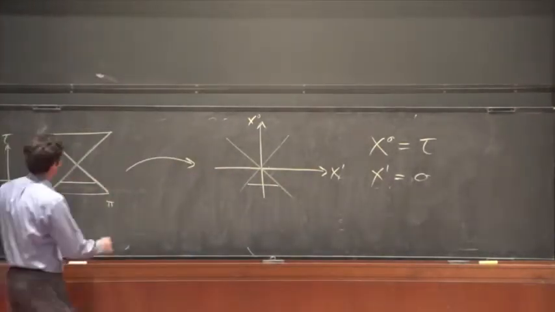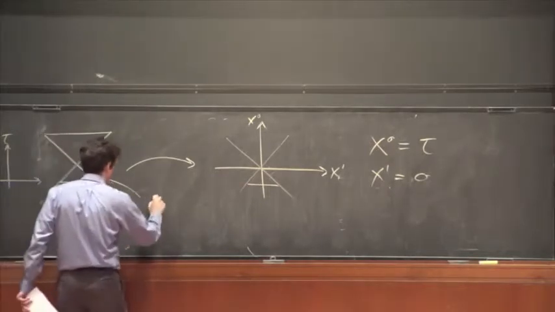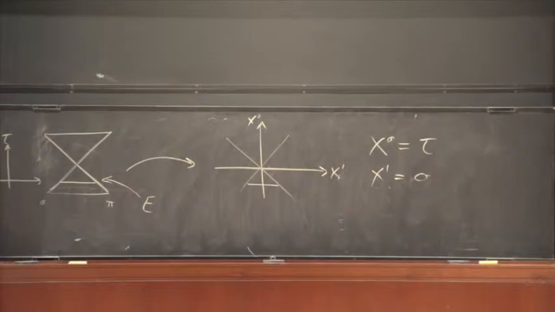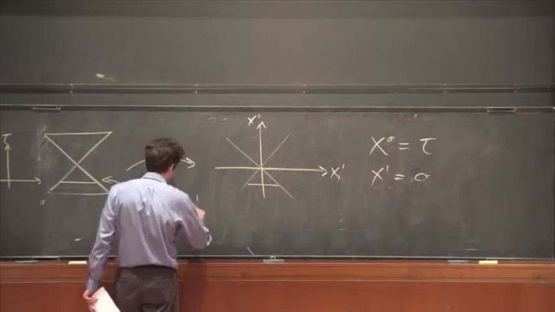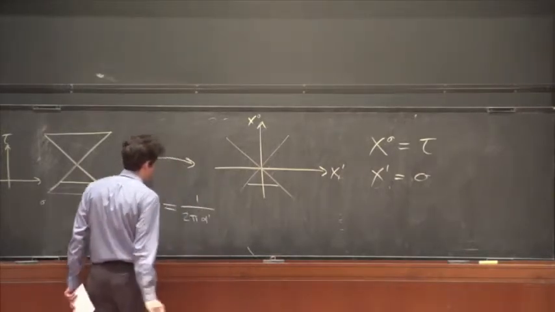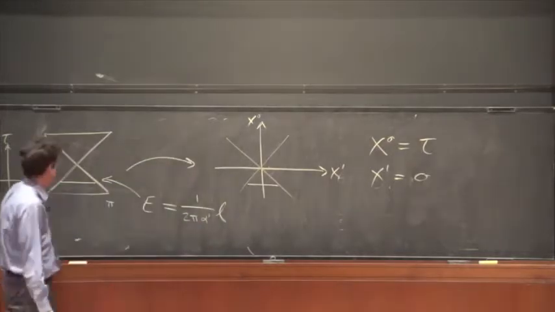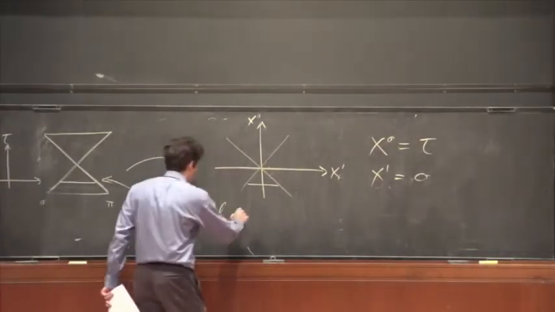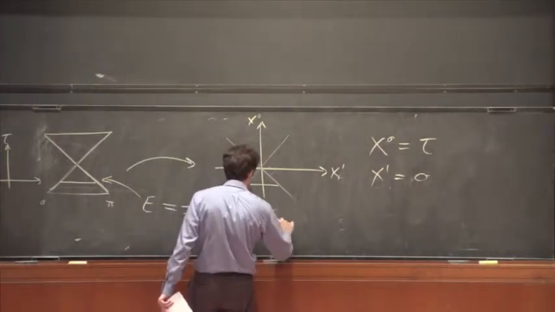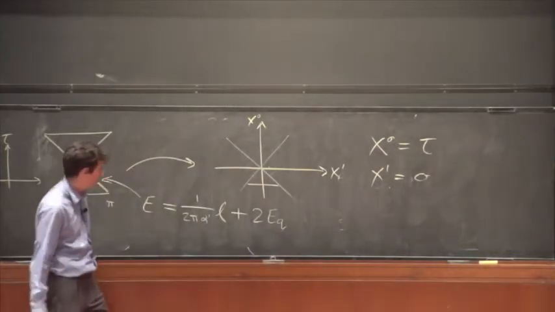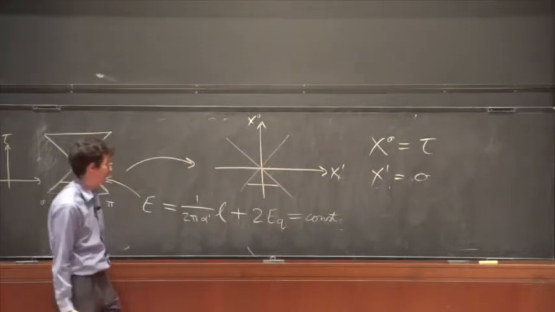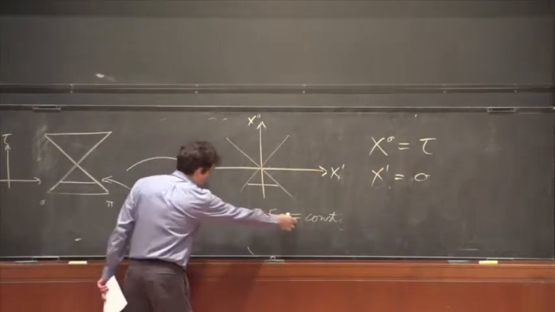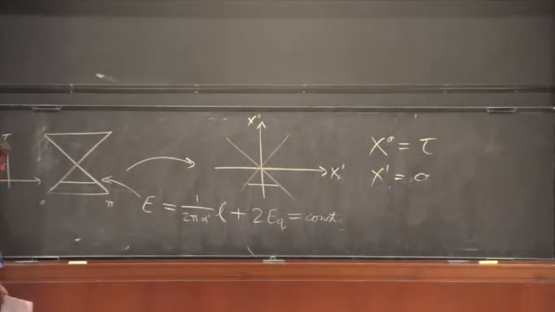The trouble is that if you want to know what is the energy of this little bit of string, you would have to say that it is the tension, which is 1 divided by 2 pi alpha prime, times its instantaneous length, plus twice the energy of one of its endpoints. And it's this quantity which is constant. This constant quantity is the energy, or if you will, the mass of the meson, if we're thinking about the Lund model.